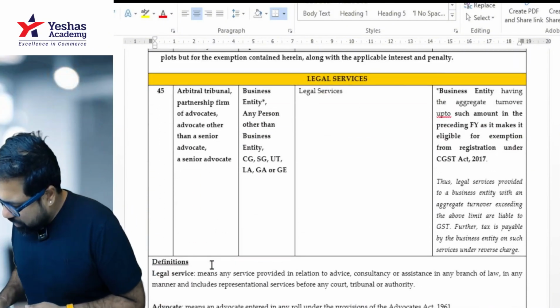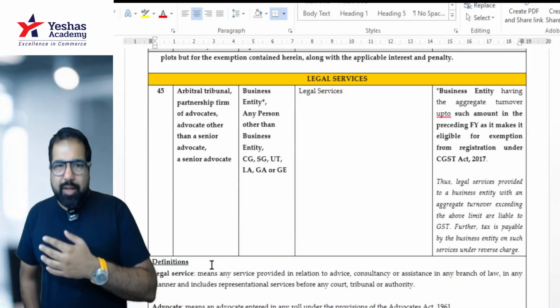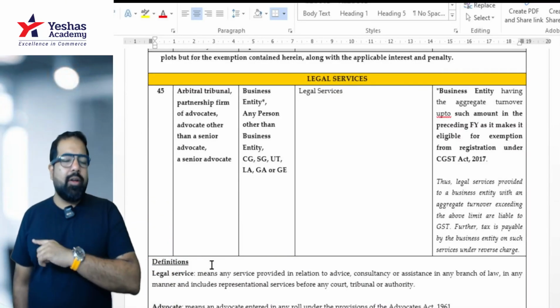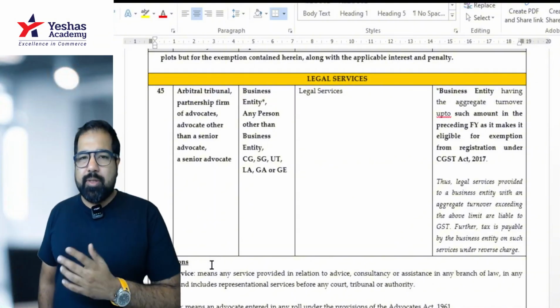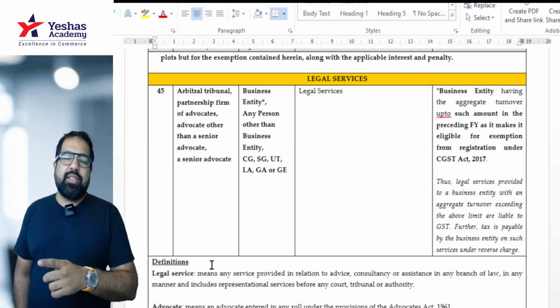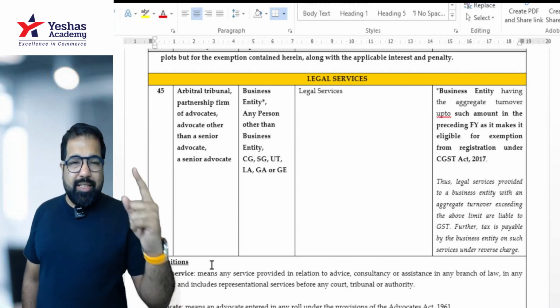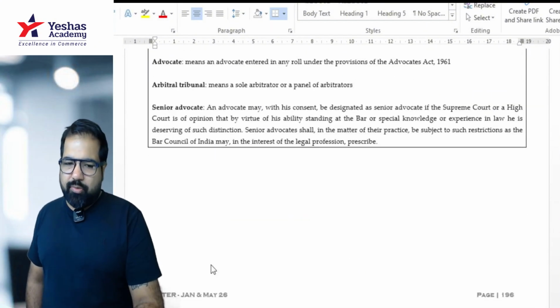Legal services, advocates, yes, we've done that, but I just want to say legal services can be under RCM. Let's say I'm a lawyer providing services to the government: no GST. To small business entities, no GST. For personal purposes like a divorce case, no GST. To a big business entity, GST under RCM. And remember, when a senior advocate provides services to another advocate, then there will be GST. That is an exception for senior advocates.